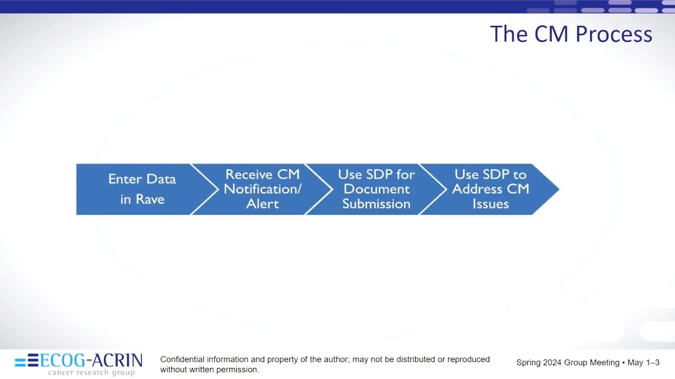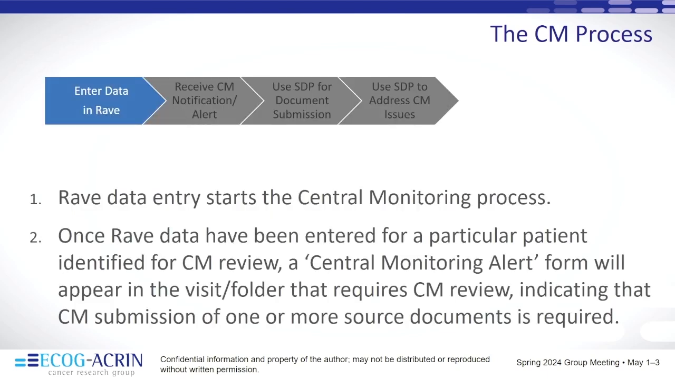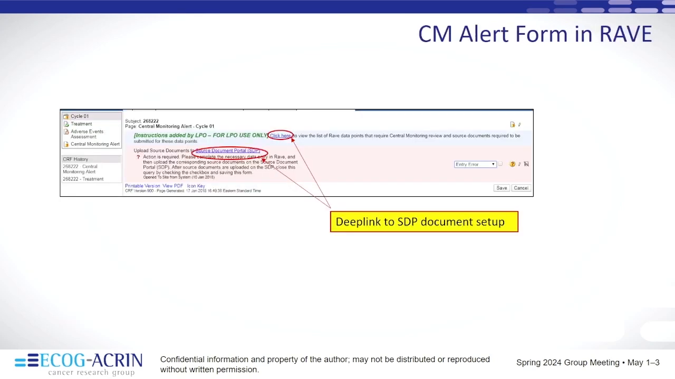All right, let's dive a little bit into central monitoring. This schematic shows the 4 steps of central monitoring. We'll get into each of these individually. When a patient case is enrolled, you enter the data into RAVE, and that begins the process. Once RAVE data has been entered for a patient identified for central monitoring review, an alert shows up in RAVE, indicating that CM documents are due to be uploaded into the source document portal.